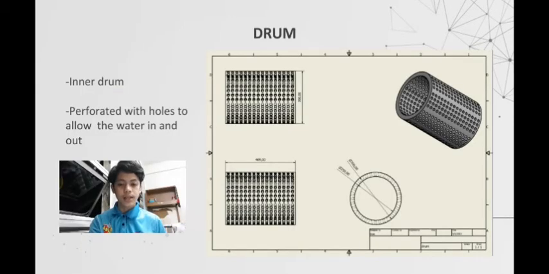For the next part is drum. The function is the one you see where the clothes are loaded, the inner drum, which moves around the washing machine and is perforated with holes to allow the water in and out. The inner diameter is 250 mm, outer diameter is 300 mm, the length is 409 mm, and the thickness is 50 mm.